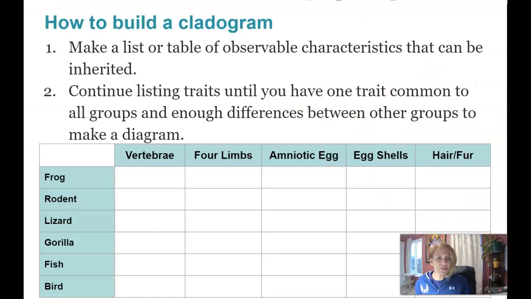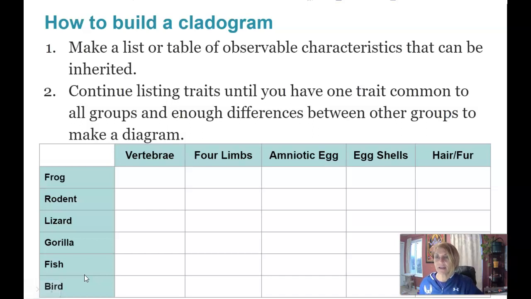For the most part, you'll just be analyzing cladograms that are already made, but on occasion you may have to build your own cladogram. So how would you do that? So take your group of organisms. Here I have frog, rodent, lizard, gorilla, fish, and bird. And you want to identify traits that you can see in groups of those, like subgroups. So like I know that the rodent and the gorilla both have hair. So that's a good one to include. I know a number of these have eggs. So that's a good one to include.